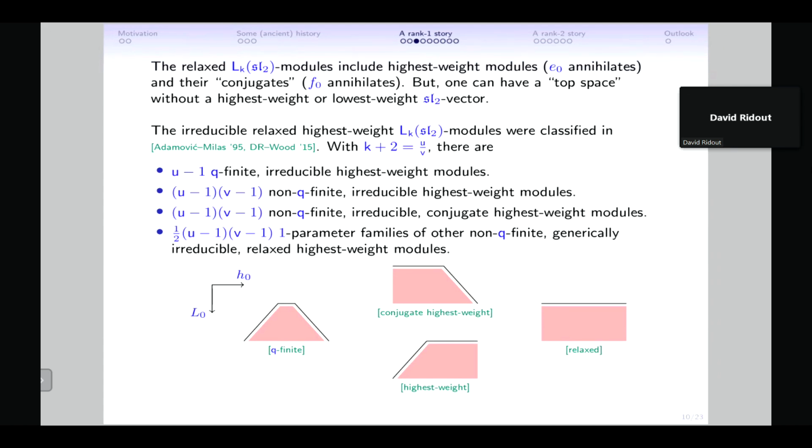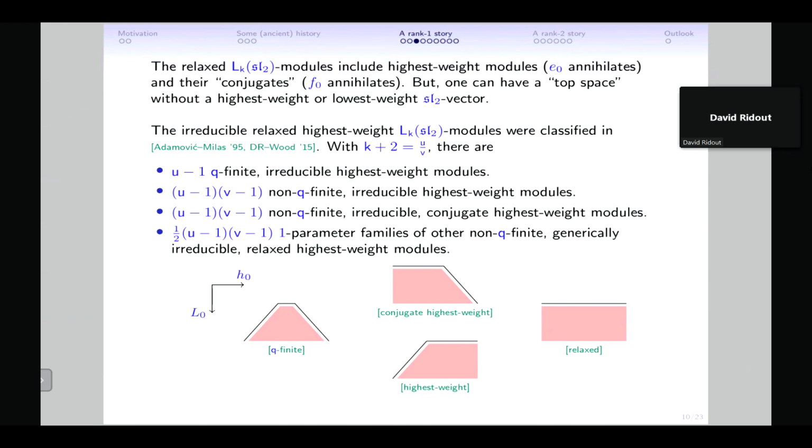Okay, but the point I want to get across is that there are many, many more. There are these things which I'll just refer to as relaxed. And these guys, the top space does not have a highest weight vector or a lowest weight vector. But it is what we call a dense module for SL2.